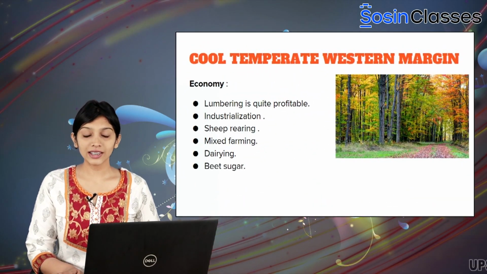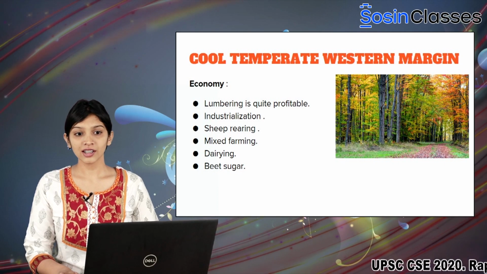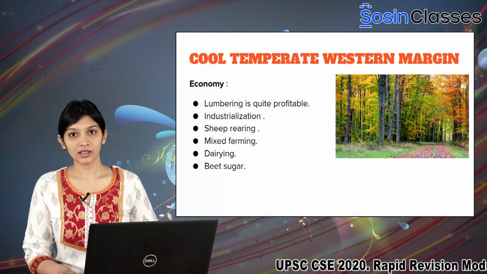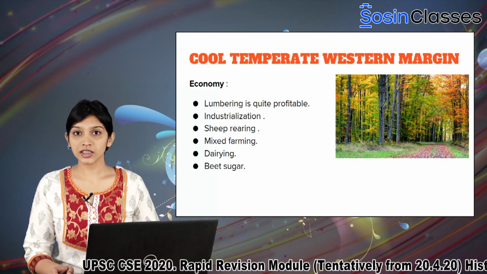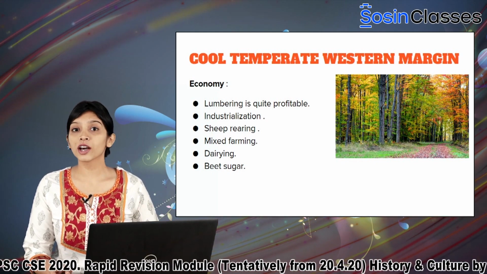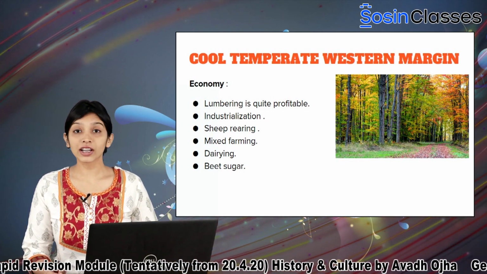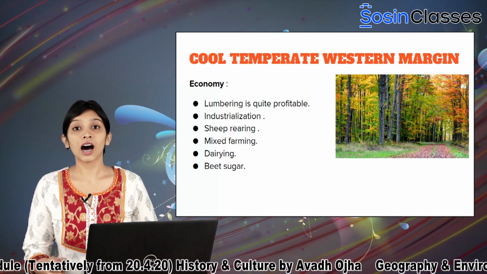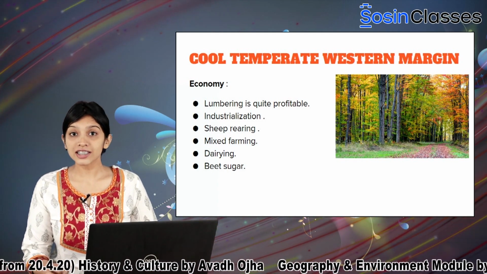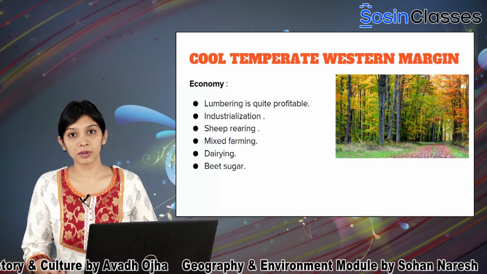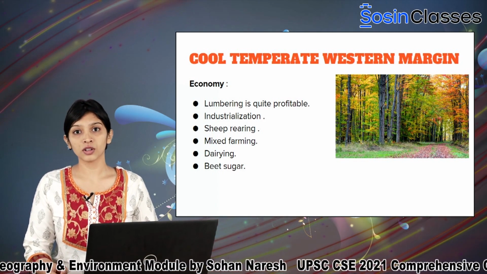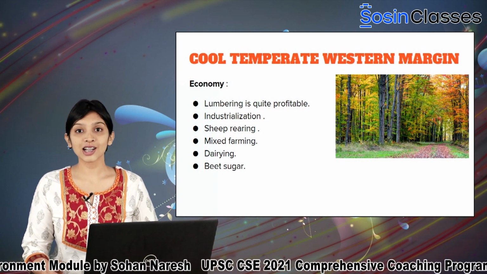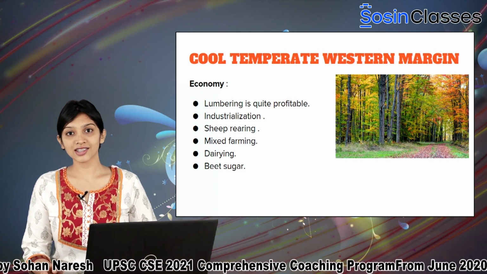Let us now look at the economy. Firstly, lumbering is quite profitable. Unlike the equatorial forests, the deciduous trees occur in pure stands and have a greater lumbering value. The hardwood trees here are excellent for fuel and industrial purposes. Higher up the mountains, the softwood trees are also found. These are felled and transported to the paper making industry.